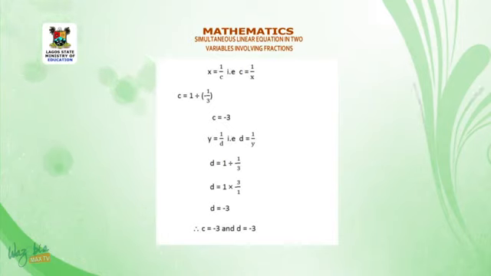Y is equal to 1 over d, that is, d is equal to 1 over y. D is equal to 1 divided by minus 1 over 3. D is equal to 1 times minus 3 over 1. D is equal to minus 3. Therefore, c is equal to minus 3 and d is equal to minus 3.